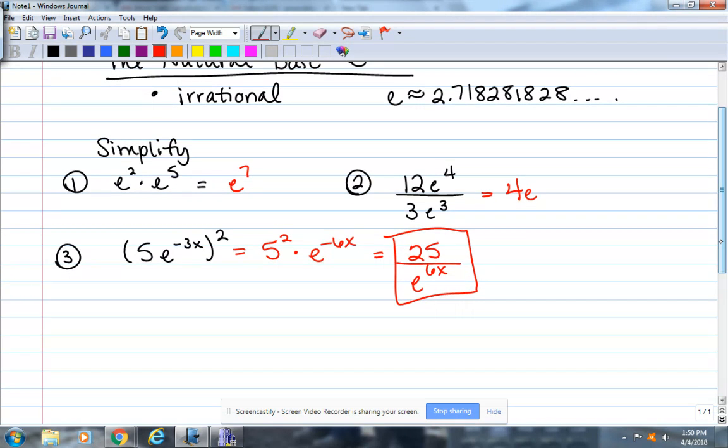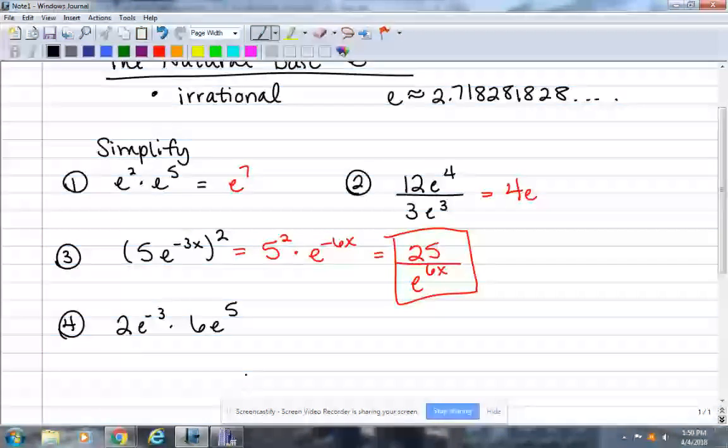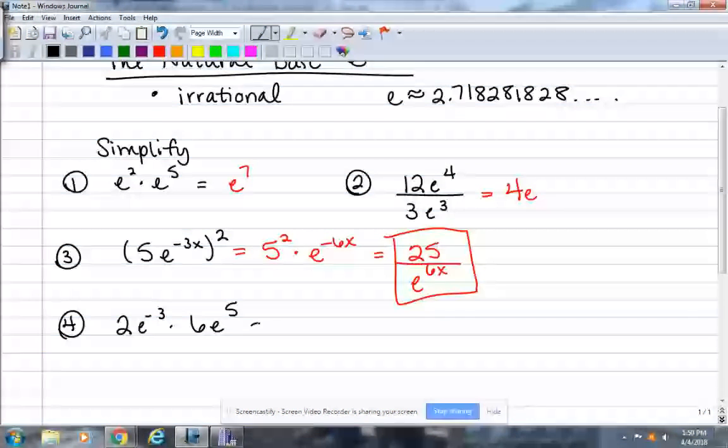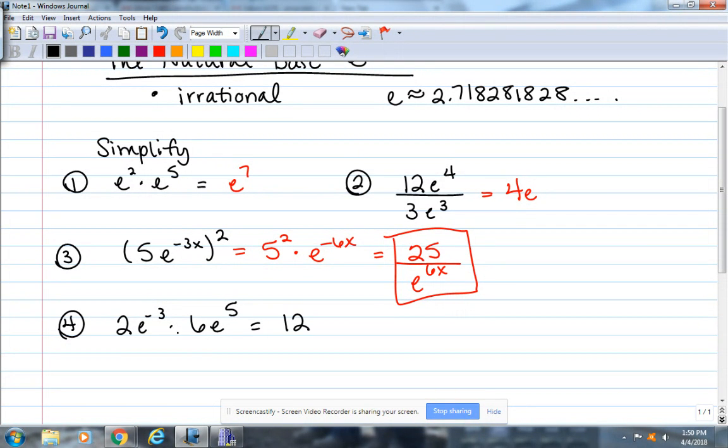Let's do one more with exponent properties. 2e to the negative 3 power times 6e to the 5th power. How do you think we're going to do this? Yeah, we're multiplying. That's what that dot means. So multiply the two numbers. 12e. 12. And then the e's are multiplying.